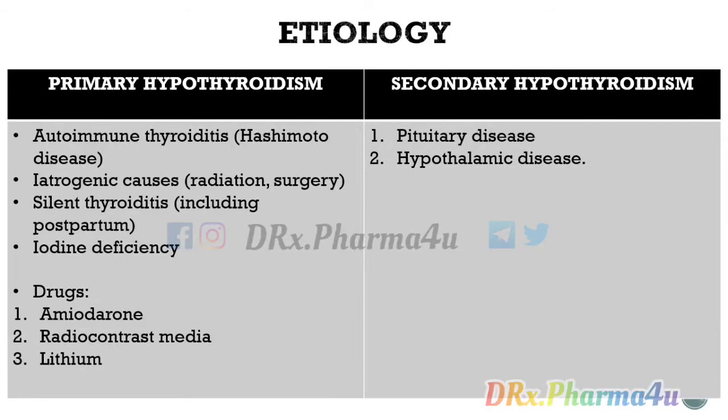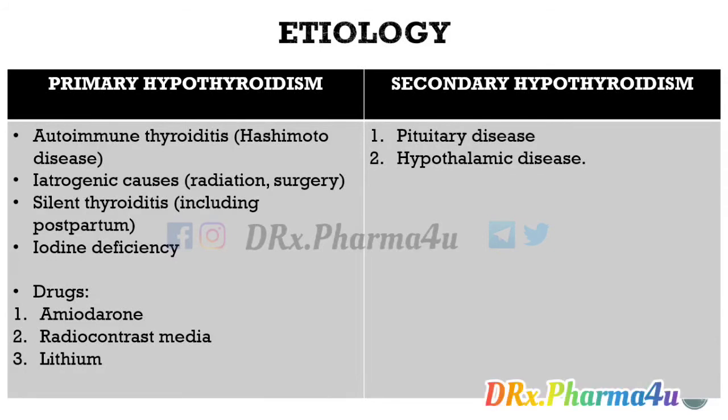amiodarone is actually a molecule which contains iodine in it. In its chemical structure, there is iodine. So if you are living in a particular area where there is iodine deficiency, the iodine which is inside amiodarone will go into the body and trigger the formation of thyroid hormones. So in that condition, it can cause hyperthyroidism.